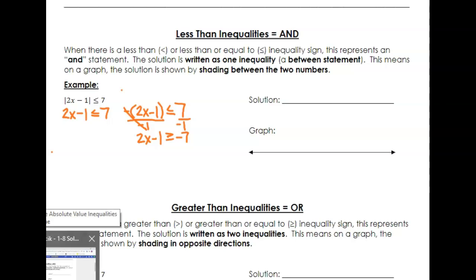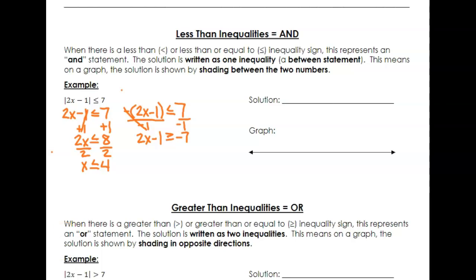So I'm going to go solve my inequality. I'm going to undo my minus 1 by using inverse operations. I have 2x is less than or equal to 8. And then if I divide by 2, I'm left with x is less than or equal to 4. So there's one inequality. My second inequality, I'm going to solve the same way. I'm going to undo that minus 1 using inverse operations. Negative 7 plus 1 is negative 6. And when I divide by 2, I get x is greater than or equal to negative 3. So those are my two inequalities that I want to use.